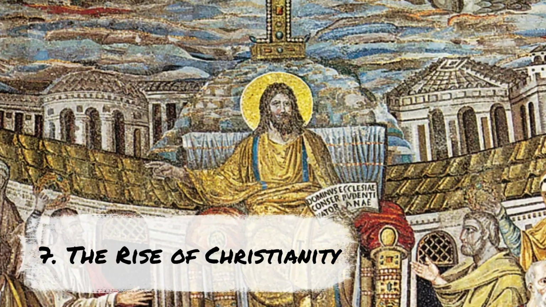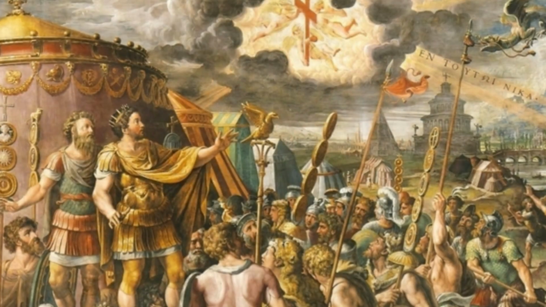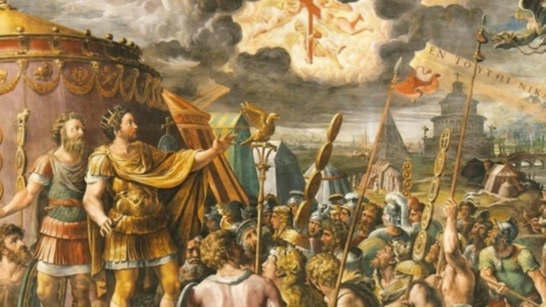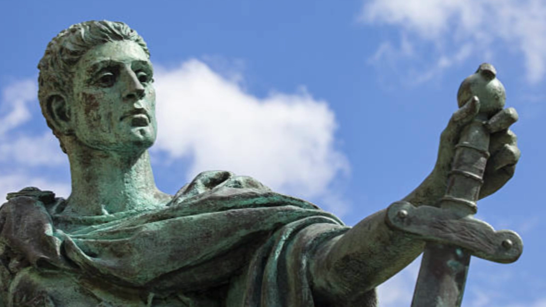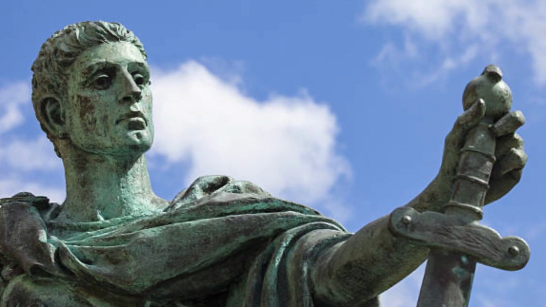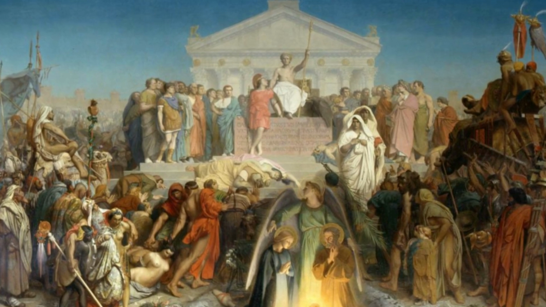7. The rise of Christianity. Christianity began as a small religious movement but became a major force within the Roman Empire by the 4th century. Emperor Constantine the Great legalized Christianity in 313 AD and later converted himself. Eventually, Christianity became the official religion of the empire.